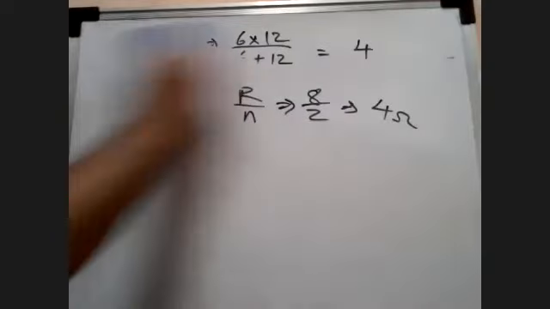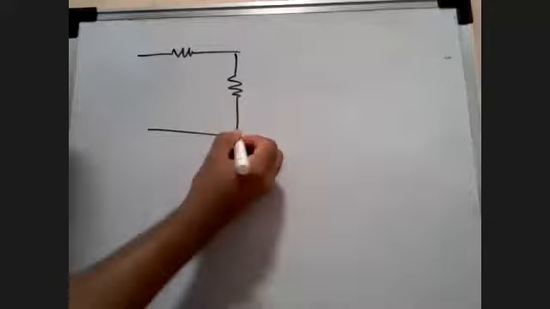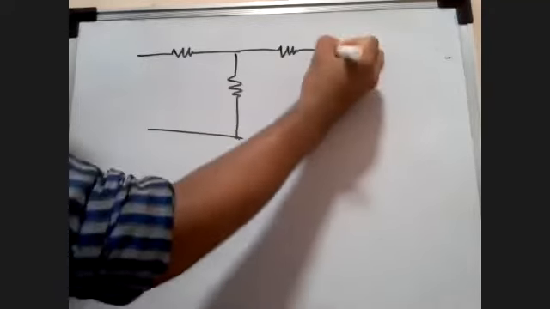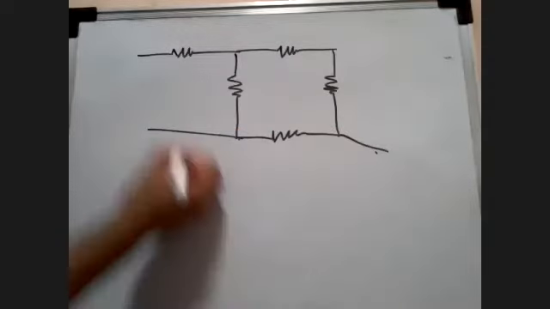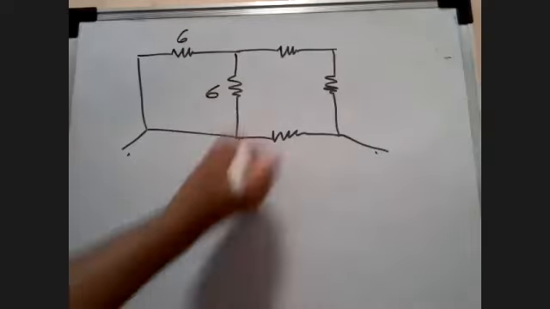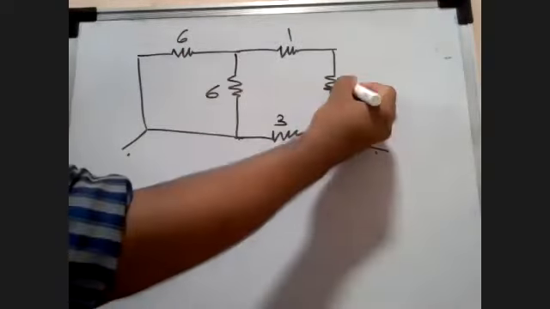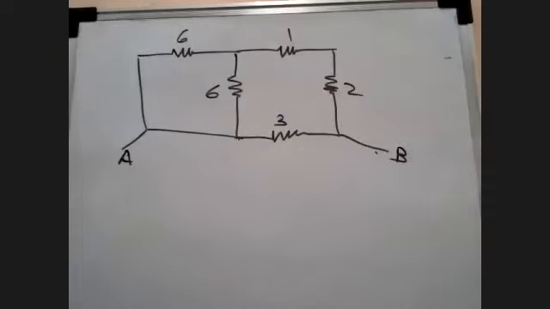Let's do another one. Let's say this is 6, this is 6, this is 1, 3, and this is going to be 2. Find out the equivalent resistance between A and B. Do it quickly. All of you please participate. Even if it is easy, no problem. Just participate.